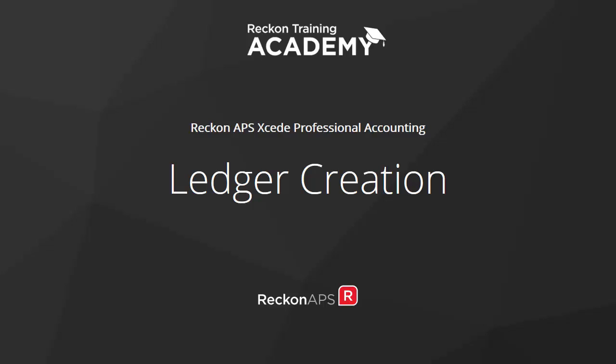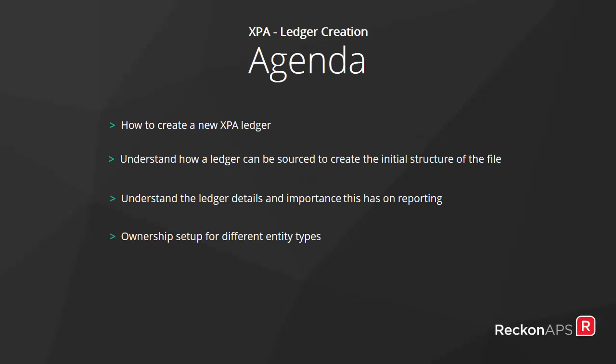Today we're going to look at the ledger creation process, and specifically we're going to look at these items. How to create a new XPA ledger using best practice from Central Console. Understand how the ledger can be sourced to create the initial structure of the file. Understand the ledger details and the importance this has on reporting. And we'll look at the ownership setup for the different entity types.